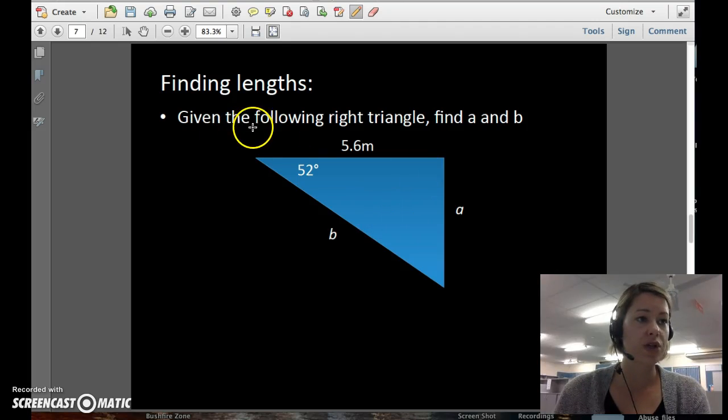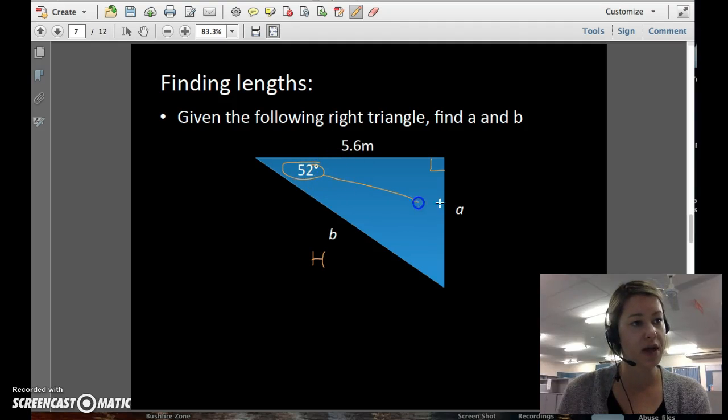Given the following right triangle, find a and b. So again, we need to label this triangle in terms of which side is opposite, adjacent, and hypotenuse. The hypotenuse is the longest side, and that's this one. The opposite side is opposite to the angle other than 90 degrees that we're given, which is A, and the adjacent is the one adjacent to the angle.